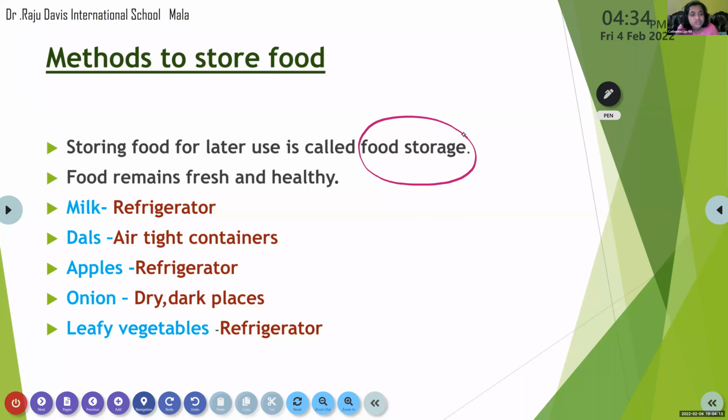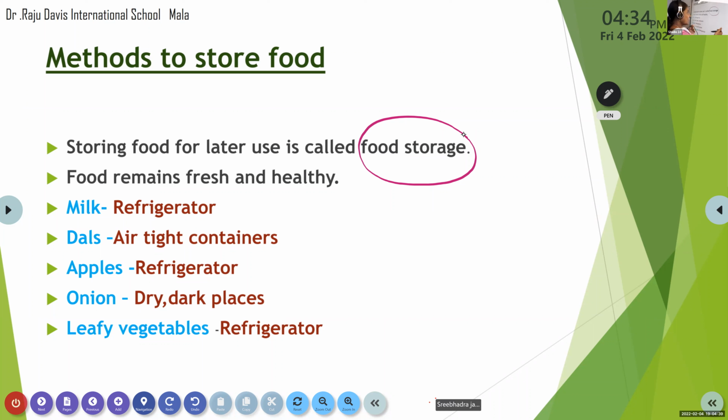For what purpose do we store food? We have to use it in the future. We want to use it later. We should store food so that it does not get spoiled, and also so that we can use the food later.